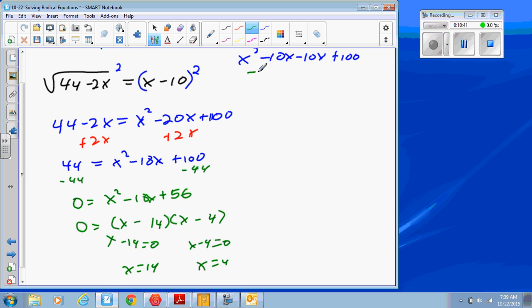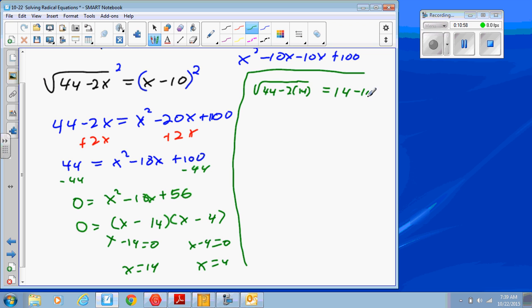So first, let me do it here. First, I'm going to check 14. I have square root of 44 minus 2 times 14 equals 14 minus 10. So that's the square root of 44 minus 28 equals 4. That's the square root of 16 equals 4. 4 equals 4. That's correct. 14 is a correct answer.